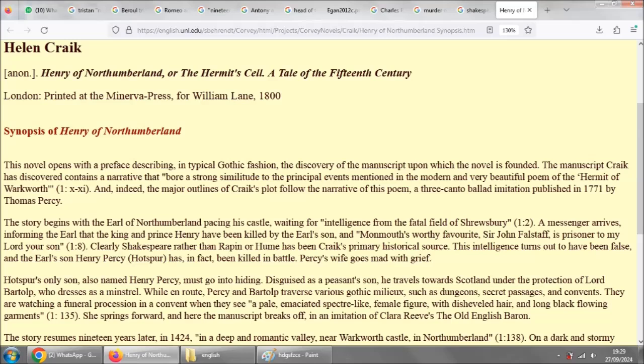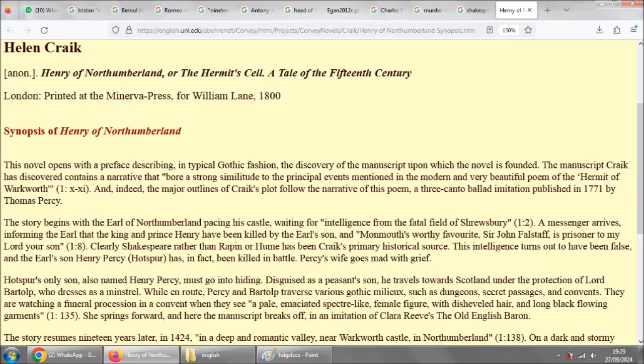fatal field of Shrewsbury. A messenger arrives informing the Earl that the King and Prince Henry have been killed by the Earl's son, and Monmouth's worthy favourite, Sir John Falstaff, is prisoner to my lord your son. Ah, Sir John Falstaff. Okay. Yeah, so carry on. Clearly, Shakespeare, rather than Rapin or Hume, has been Craig's primary historical source.